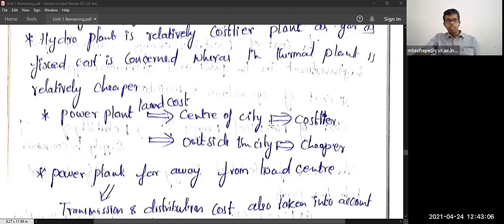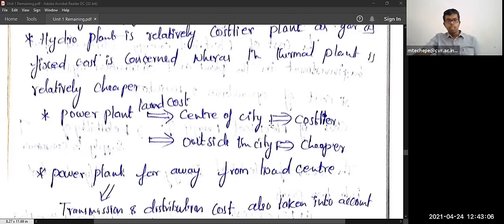Again, you have to construct and install the equipment inside the thermal power plant. Like that, it may go up to 1,000 crores or even 1 lakh crores. So it is cheaper if it is on the outskirts of the city, nearer to the dams or lakes, if you buy the land there, it might be very cheap.